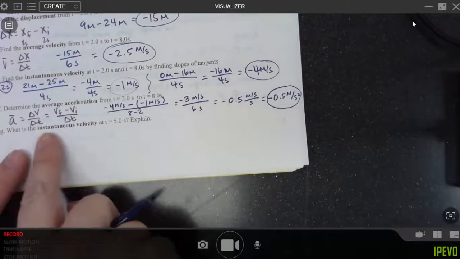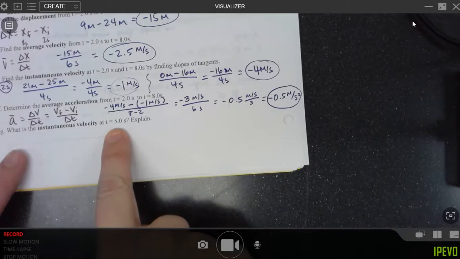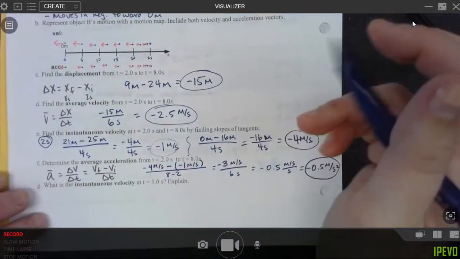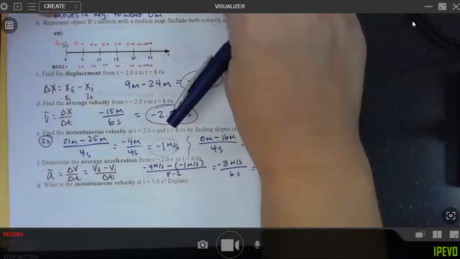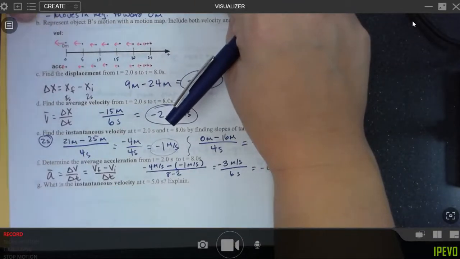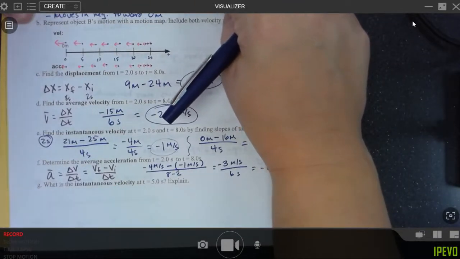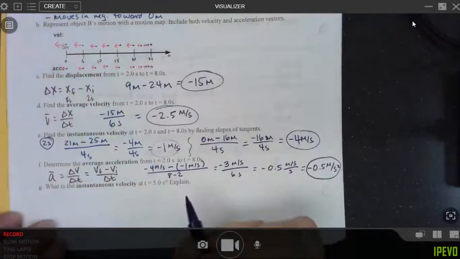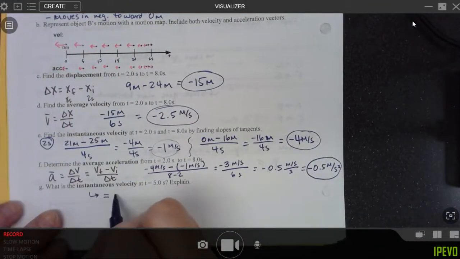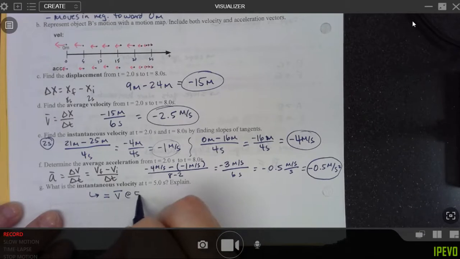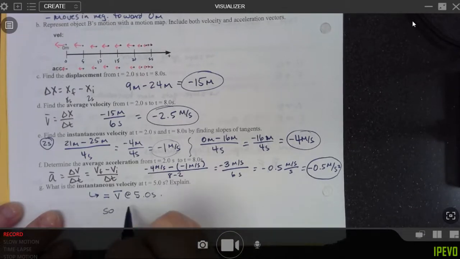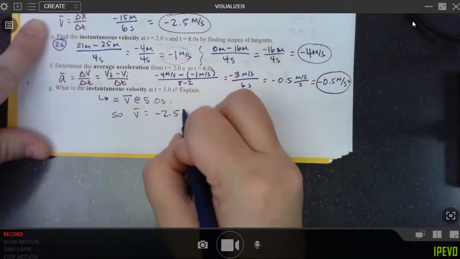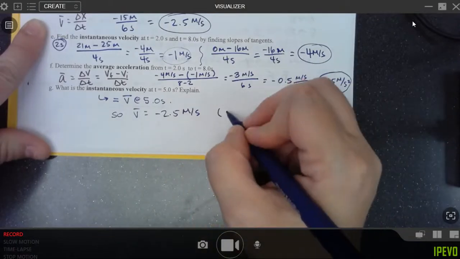All right, what's the instantaneous velocity at 5 seconds? And then explain. So here's the thing. If you realize that 5 is in between 2 and 8, then you know that the average velocity between 2 and 8 is your instantaneous velocity at 5, which means we don't have to calculate anything because we already did that. So our instantaneous velocity is equal to our average velocity at 5 seconds. So that average velocity is minus 2.5 meters per second, and that's from part D.